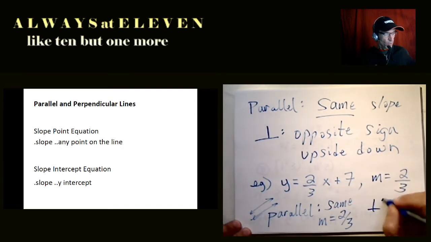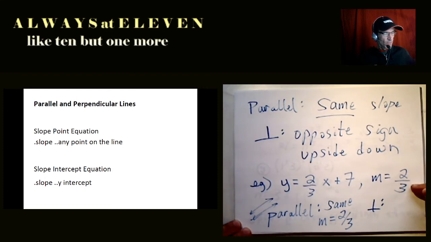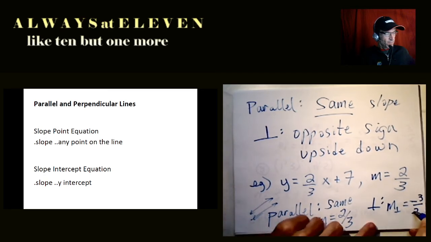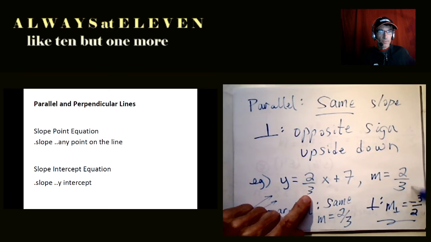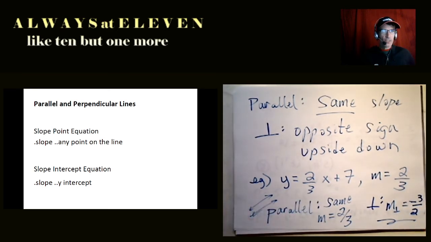If we're going for a perpendicular, then remember, two parts to this. It's the opposite sign, so that means we're going to need a negative, and this has to be upside down as well. So not 2 over 3 anymore. Now it's negative 3 divided by 2. This slope now will create a line that is perpendicular to this one, because of the way the slope has been created. All right, so let's do a few examples.